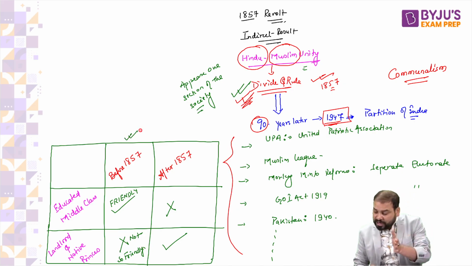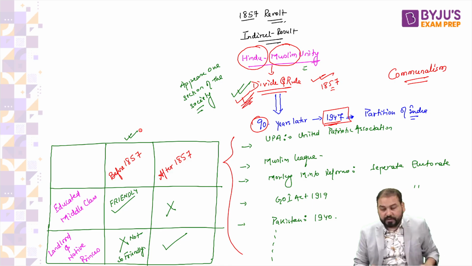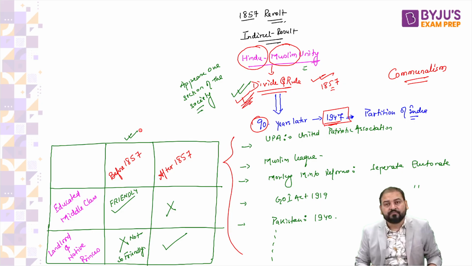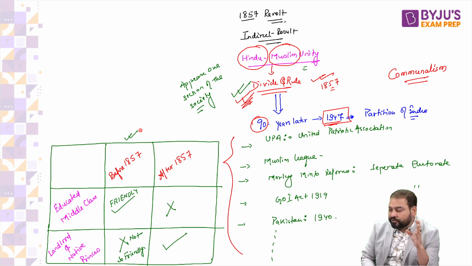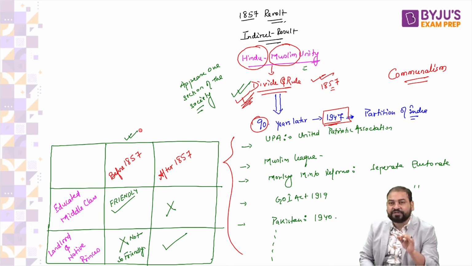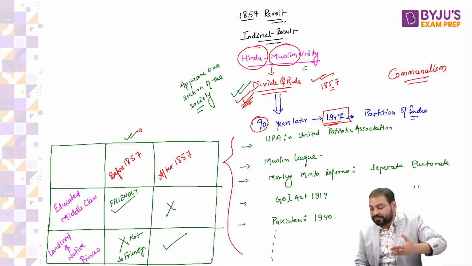Now think about after 1857. Everyone, after 1857, all of you think. The British, yesterday you studied, cancelled the doctrine of lapse. Yesterday only you studied that the Britishers told the zamindars, we are going to give you back your zamindari.